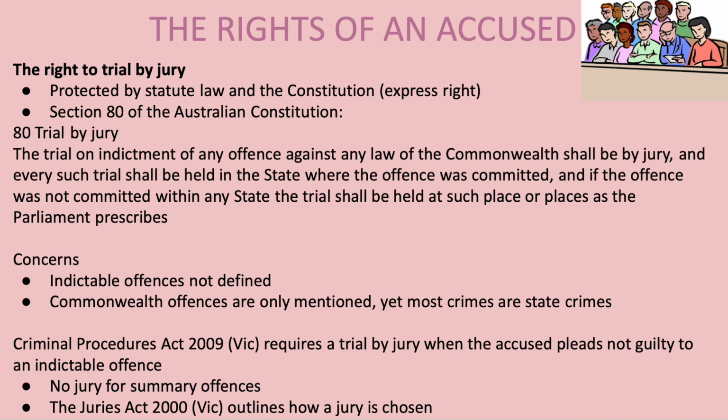The Criminal Procedures Act 2009 Victoria, however, requires a trial by jury when the accused pleads not guilty to an indictable offence. As we have discussed previously, no jury is required for summary offences, and the Juries Act 2000 Victoria outlines how a jury is to be chosen.